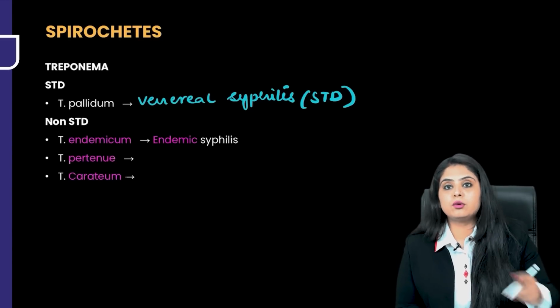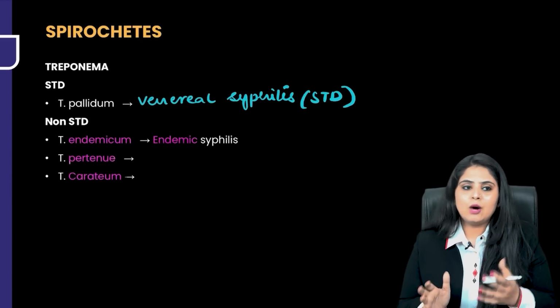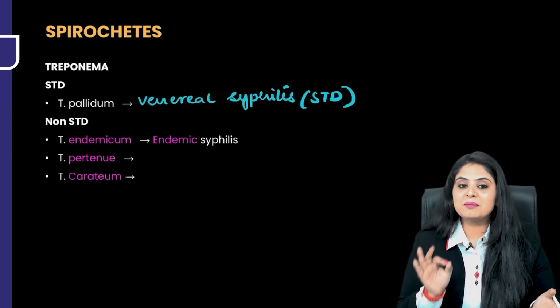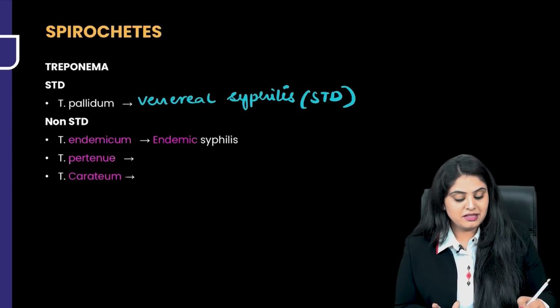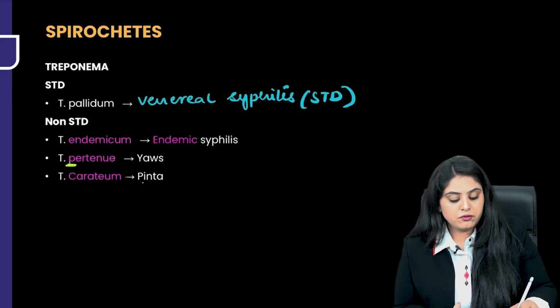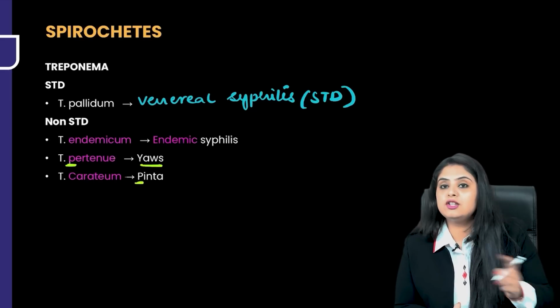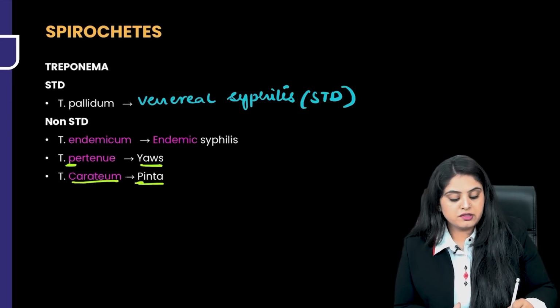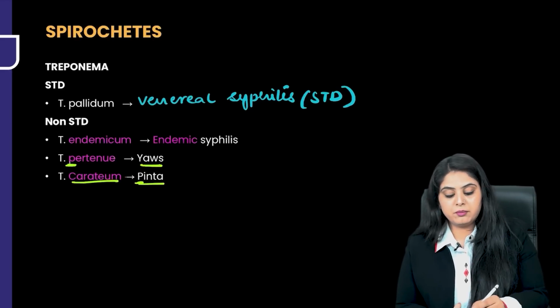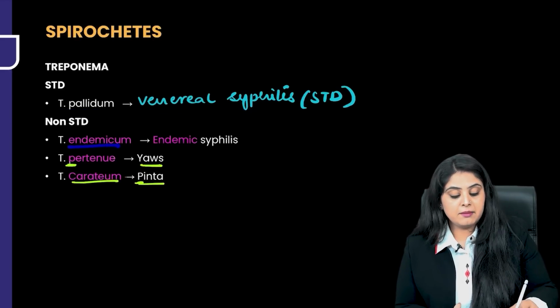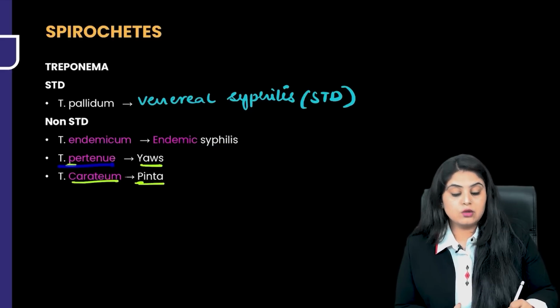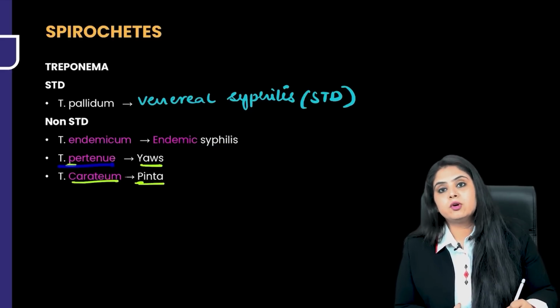So remember, P is not for P. Again, if you by now have studied Path and Micro with me, you know that my favorite mnemonic, and somehow it fits everywhere, is P is not for P. So if they ask you who is causing Pinta and yaws, P is not for P. Pertenue is causing yaws and Carateum is causing Pinta. Repeating, Treponema pallidum, everyone knows, sexually transmitted syphilis. Endemicum, endemic syphilis. Treponema pertenue doesn't cause Pinta, it causes yaws, and Treponema carateum causes Pinta.